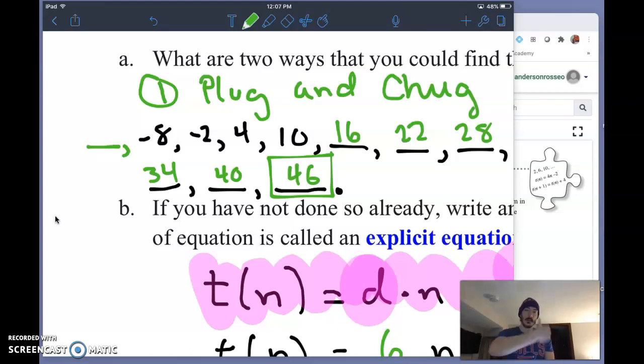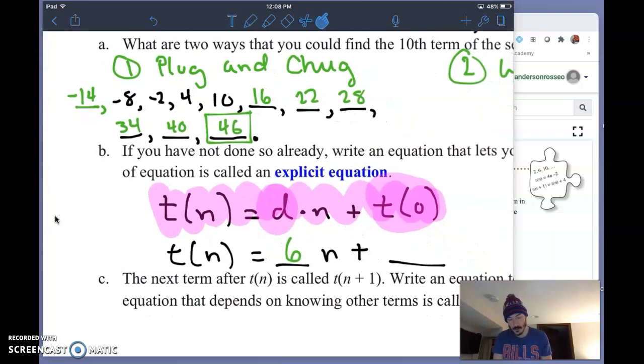And if I was going forward by 6 by adding 6, I can go backwards by subtracting 6. So I ask myself, what's -8 minus 6, and that works out to be -14. So I know that y-intercept is -14, so -14 should go right here. And of course, you could write that as 6n minus 14 as well.